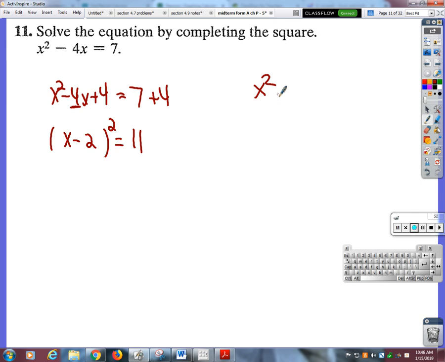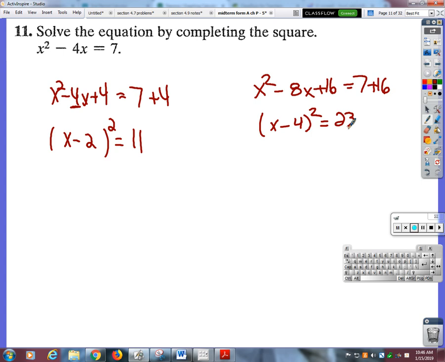So if, for example, I had started with x squared minus 8x equals 7, what number would I add here to make this a perfect square? 4 squared, which is 16, so I'd add a 16 there, and I'd add a 16 there. This then factors into what? X minus 4, because negative 4 times negative 4 is positive 16, and negative 4 plus negative 4 is negative 8. So this would factor into x minus 4 squared equals 23.